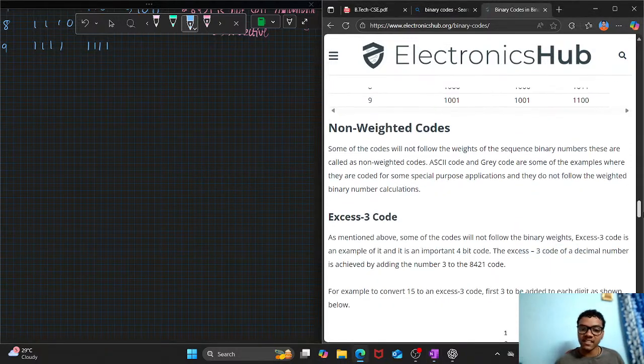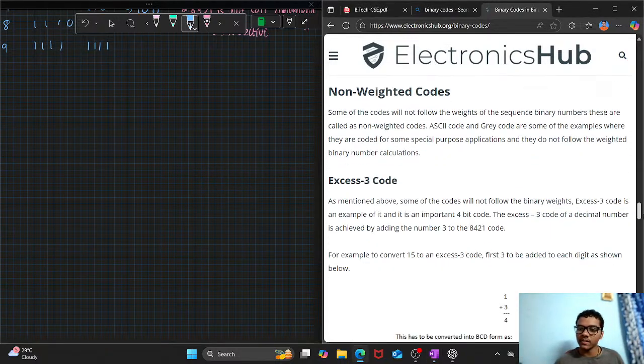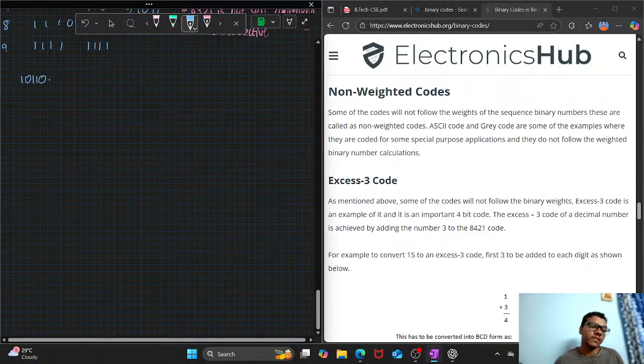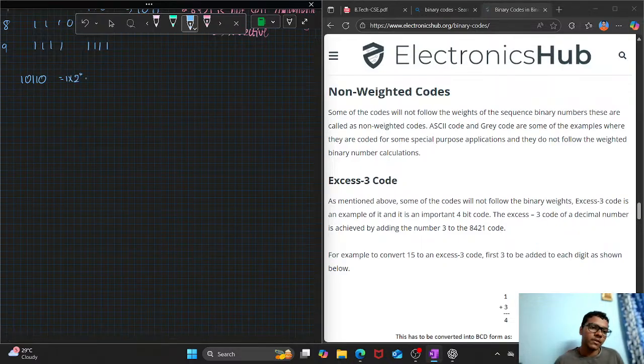So we have completed the weighted codes, right? The non-weighted codes are simple. If you have a number like this, you multiply each bit with its positional weight: 1 into 2 power 0, plus 0 into 2 power 0, plus 1 into 2 power 1, plus 1 into 2 power 2, plus 0 into 2 power 3, plus 1 into 2 power 4. That is 1, 2, 4, 16, which gives 22.